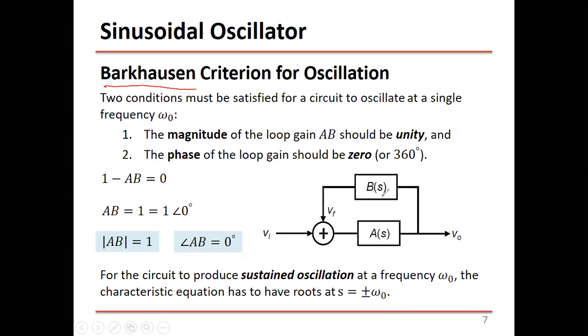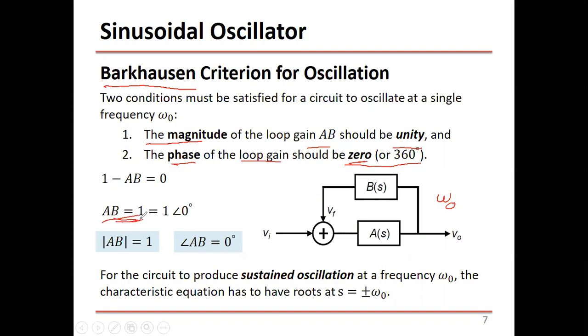If you'd like this circuit to oscillate at a frequency omega 0, you have to have two things at this frequency. The magnitude of the loop gain has to be 1, and the phase of the loop gain has to be 0 or a multiple of 360, so either 360, 2 times 360, 3 times 360, or negative 360, and so on. So at the end, it's 0 degrees. You have to make sure that AB equals 1.